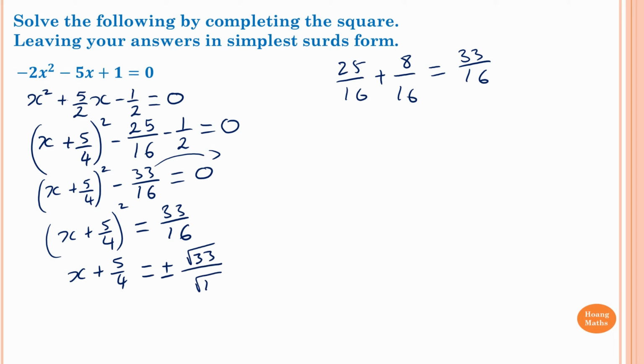But then square root of 16 is 4. So I just write 4. Now I move the 5 over 4 to this side. So therefore x is equal to negative 5 over 4 plus or minus square root of 33 over 4. Now this is exactly the same as negative 5 plus or minus root 33 over 4, so I just write it in one fraction, which is negative 5 plus or minus square root of 33 over 4.